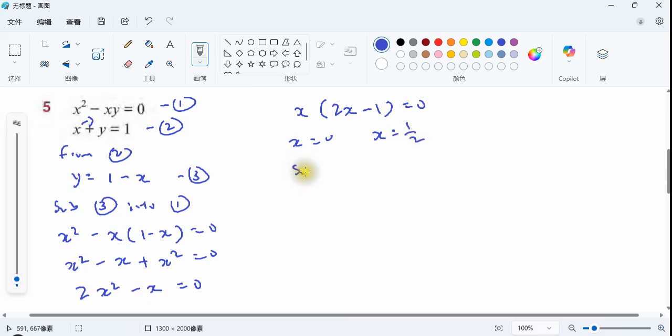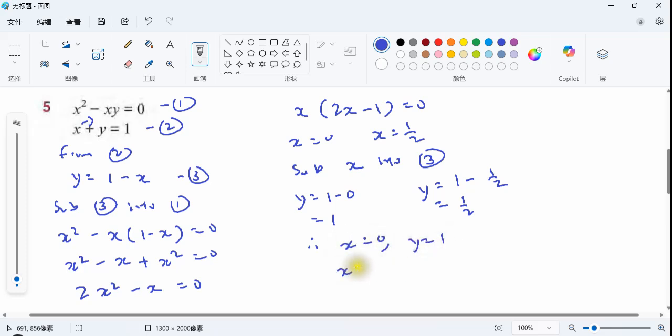Then we sub the value of x into equation 3. Then y is 1 minus 0, y is 1. So 1 minus half, then it is half. So when x equal to 0, y equal to 1, and when x equal to half, then y equal to half. Okay.